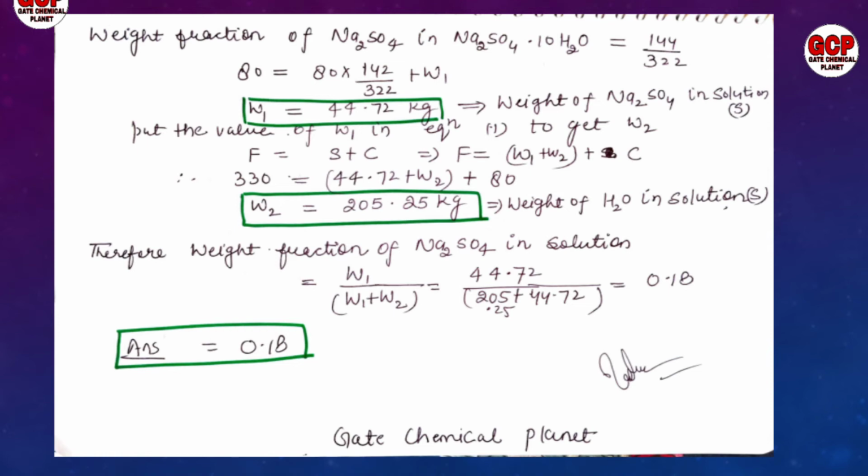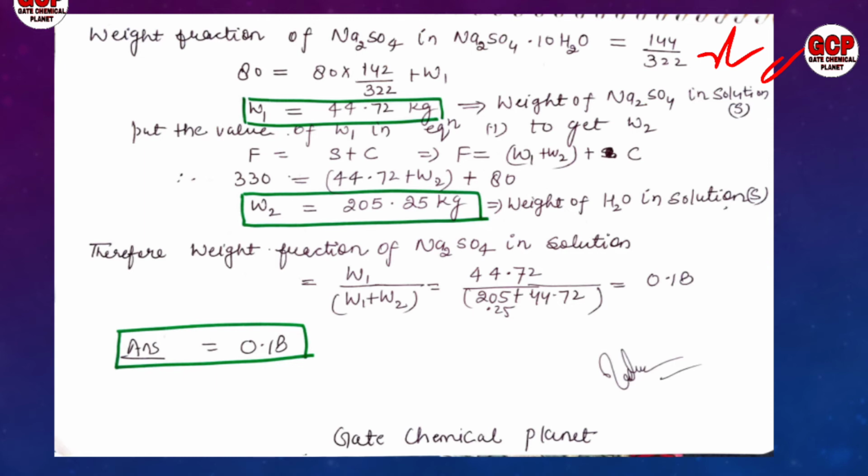In the crystal, what is the weight fraction of Na2SO4? We can easily write down the molecular weight of the salt divided by the molecular weight of the crystal, which is 144 divided by 322, and this value is Xc. So now we have the value of Xc, and also the value of capital C, the amount of crystal separated out. So now we can write down the component balance equation for the salt.